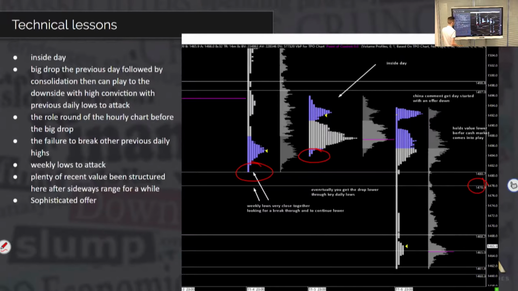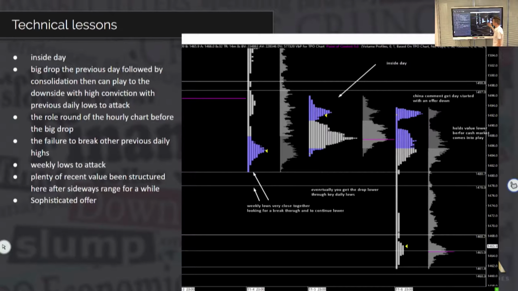I'll show you the roll round of the hourly chart, something I've just noticed a few times. You get a rounded top, it rolls down after you consolidate, rolls round, loads of little tiny hourly highs, etc. Weekly lows, as I've explained, and there's plenty of recent value being structured here, after the sideways movement on the bigger scale of things. And I describe the offer as more a sophisticated offer as it comes down to it. So as it comes down to it, not necessarily as it breaks, you get more of an aggressive offer into it.